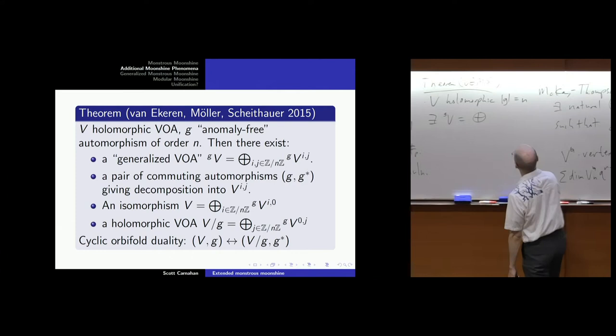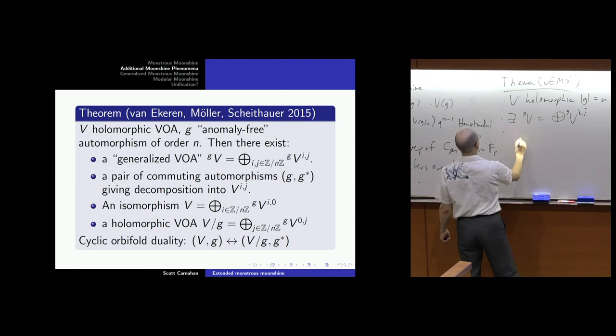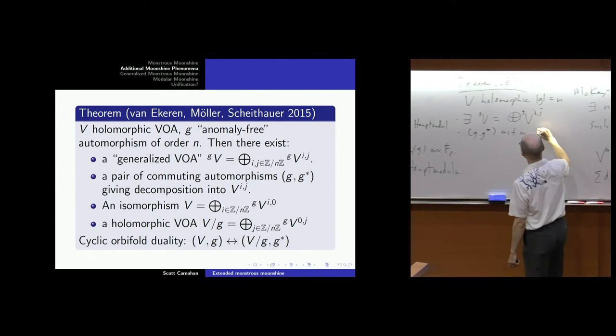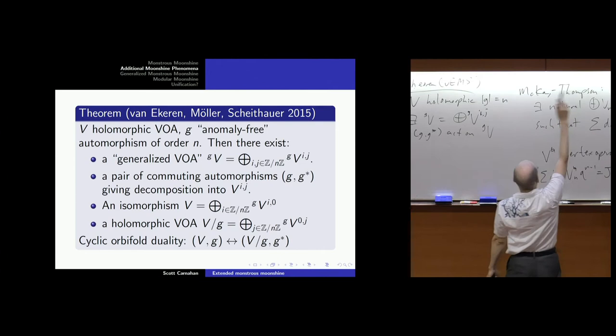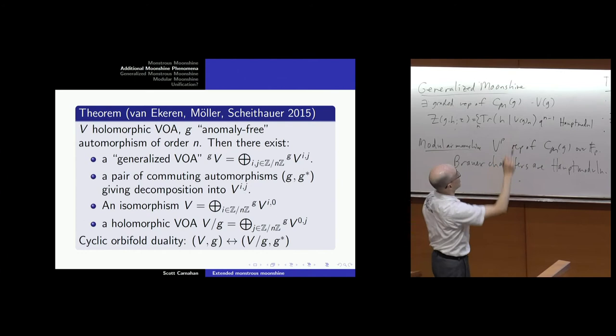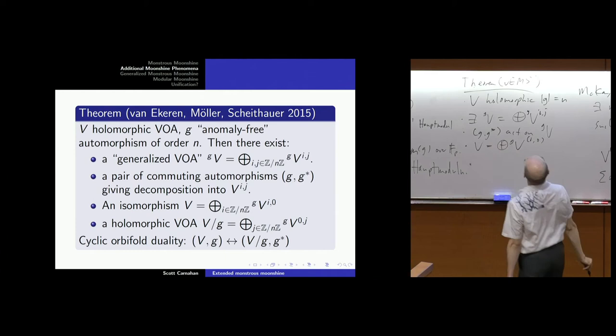Vij. Okay? And secondly, there's a pair of commuting automorphisms. So g and g star act on this object. Here this g is just a lift of the g on V itself to this larger structure. And the eigenspaces for g and g star give us the decomposition into these Vij. And we have an isomorphism: V is the direct sum of the Vi0. And we have another holomorphic vertex operator algebra, which we call V mod G. This is called the cyclic orbifold dual.